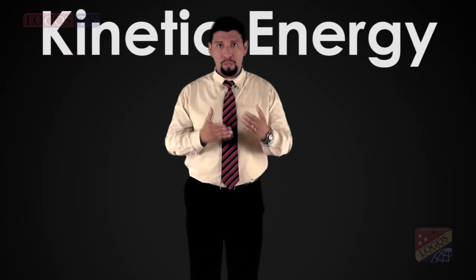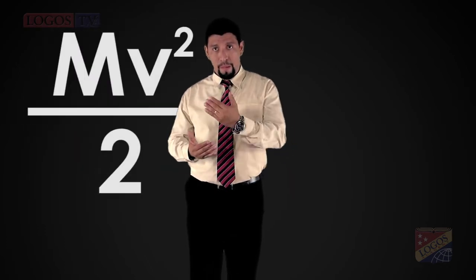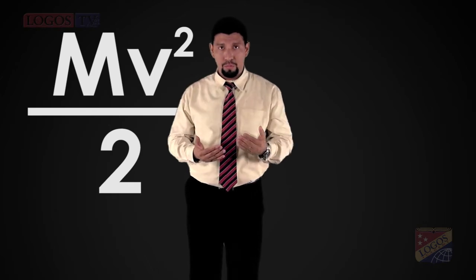We have to remember that the energy of motion is called kinetic energy. The faster an object moves, the more kinetic energy it has. The greater the mass of a moving object, the more kinetic energy it has. Kinetic energy depends on both mass and velocity. There is an equation that we need to remember when we want to calculate kinetic energy, which is kinetic energy equals mass times velocity squared over 2.